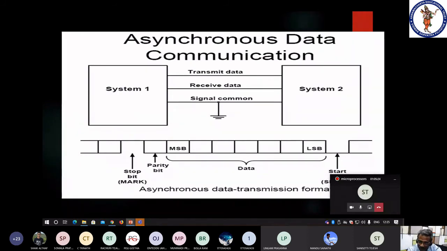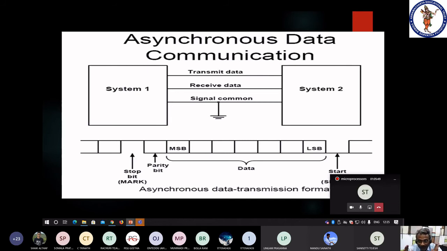Once it is an asynchronous communication, you have to take the start bit as well as the stop bit. No need to take parity bit. If they said that there is a parity bit, we have to take the parity bit also. But in my statement, there is no parity bit. It is asynchronous data communication. So you have to add start bit as well as the stop bit.